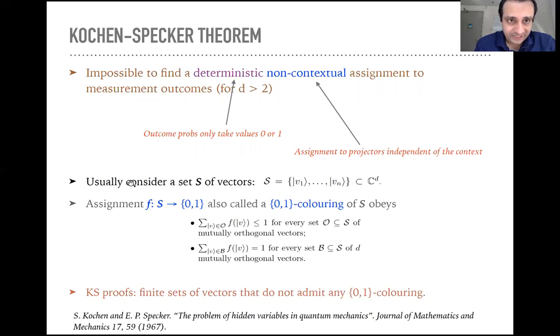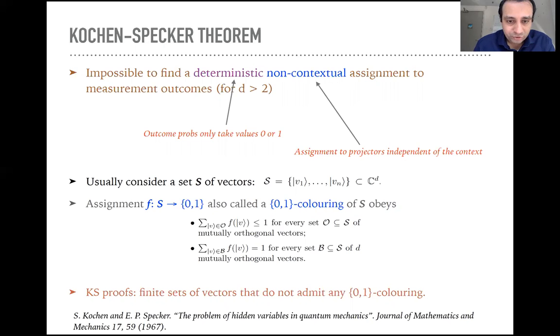The traditional way to prove the Kochen-Specker theorem is to consider a set of vectors S, which is some finite set of vectors in C^D. And the question is whether we can have an assignment F that maps every vector in this set to a number that is either 0 or 1.